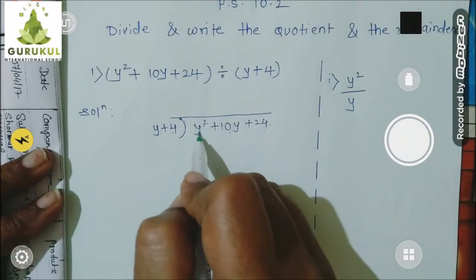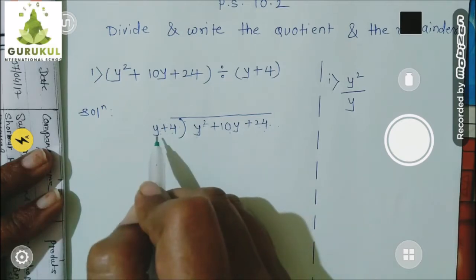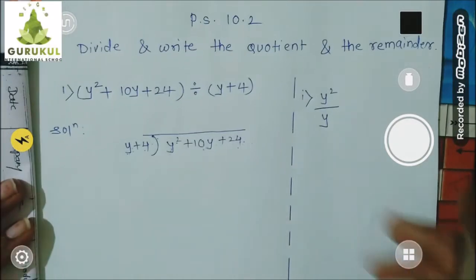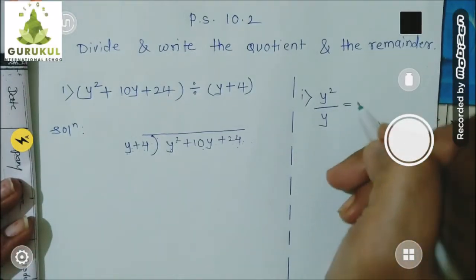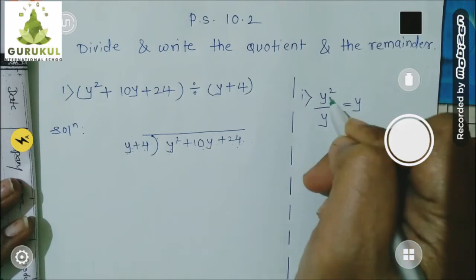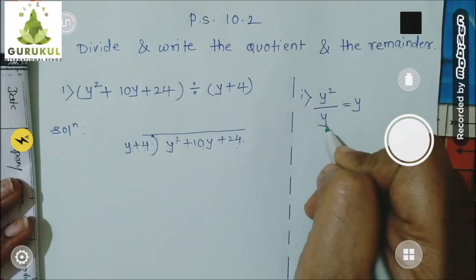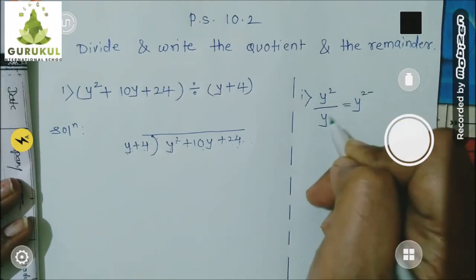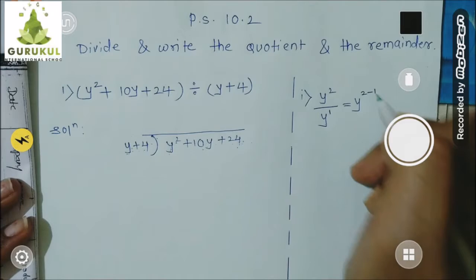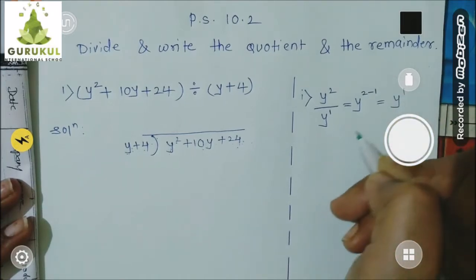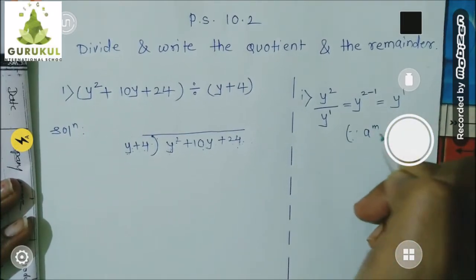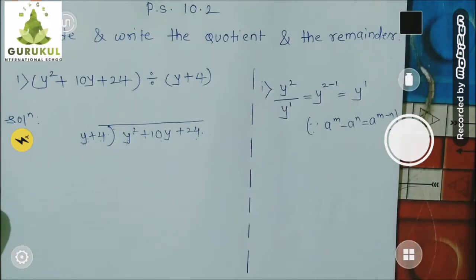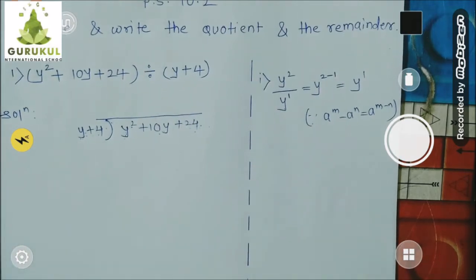So the highest power term from the dividend divided by the highest power term from the divisor. Divide it. If I am dividing, you know very well the law of indices: a raised to m divided by a raised to n is equal to a raised to m minus n. So this is raised to 2 minus, no number means it is raised to 1. So 2 minus 1, that is y raised to 1. Which formula applied? a raised to m divided by a raised to n is equal to a raised to m minus n. Children, every time I will not write this formula.